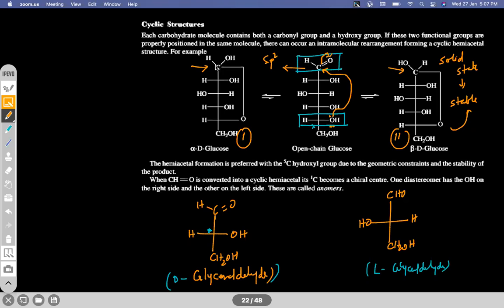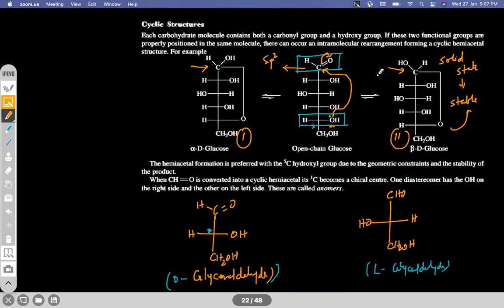So you see on this carbon atom, OH is on the right, and on this carbon atom, OH is on the left. So obviously the configuration of these two carbons is different. Anomers are the carbohydrates which differ only in the configuration at the anomeric carbon. All other carbon atoms have the same configuration. Hence these two molecules are anomers to each other.